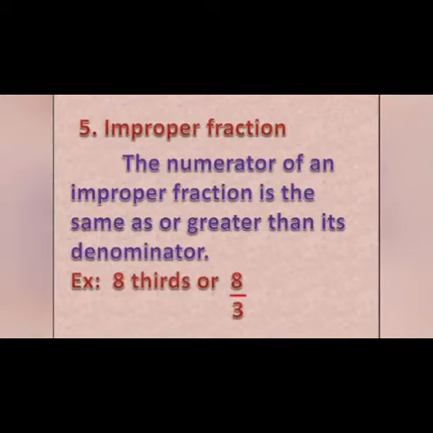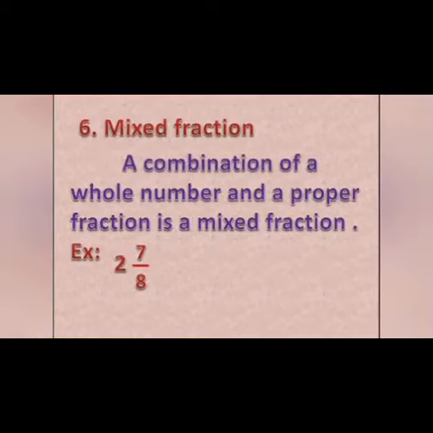Fifth one, improper fraction. The numerator of an improper fraction is the same as or greater than its denominator. Example 8 by 3. Yes, 8 is greater than 3. Sixth one, mixed fraction. A combination of a whole number and a proper fraction is a mixed fraction. Example 2 7 by 8. Here 2 is a whole number and 7 by 8 is a proper fraction. So 2 7 by 8 is an example for mixed fraction.